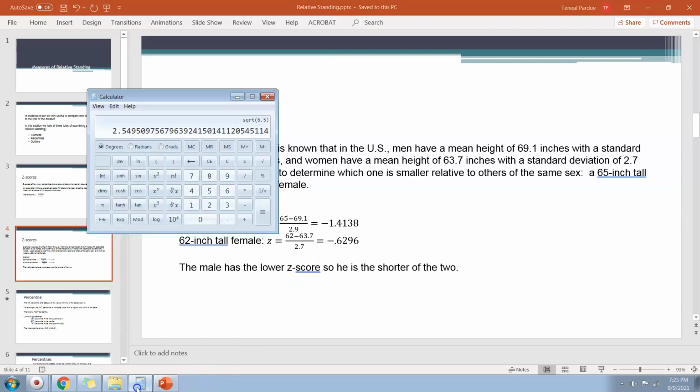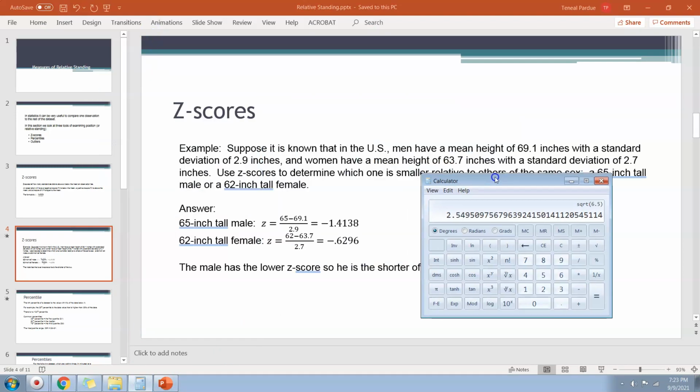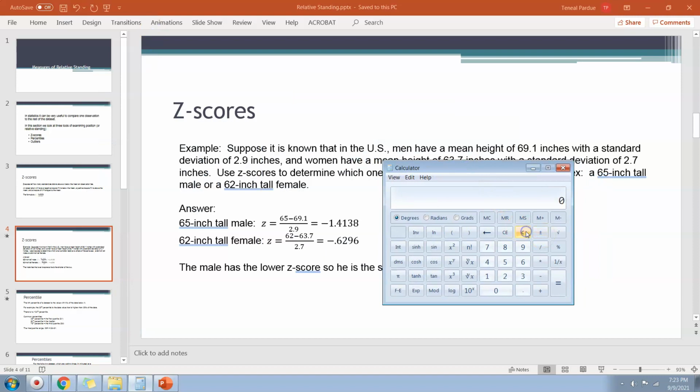And just to make sure you've seen this on the calculator, let me show you what that comes from. So 65 minus 69.1. Make sure you hit enter there. You don't want to do just the 69.1 divided by 2.9. You want to get your order of operations right. So we're going to do what's on the top, hit enter, and then divide by 2.9. And we get negative 1.4138.